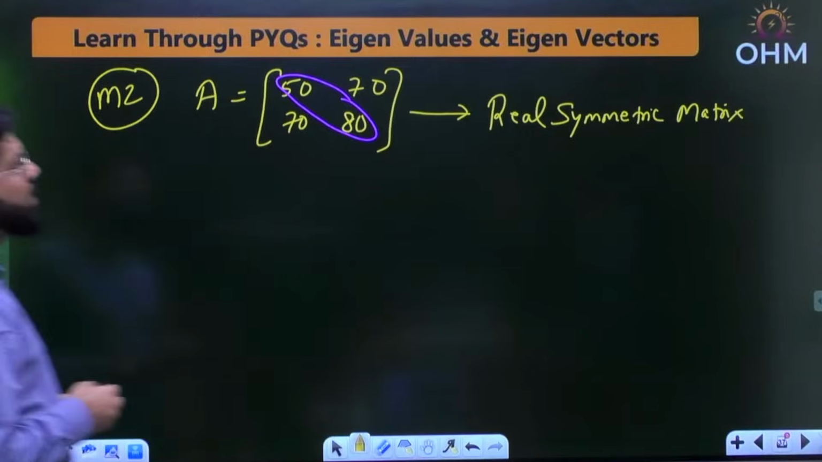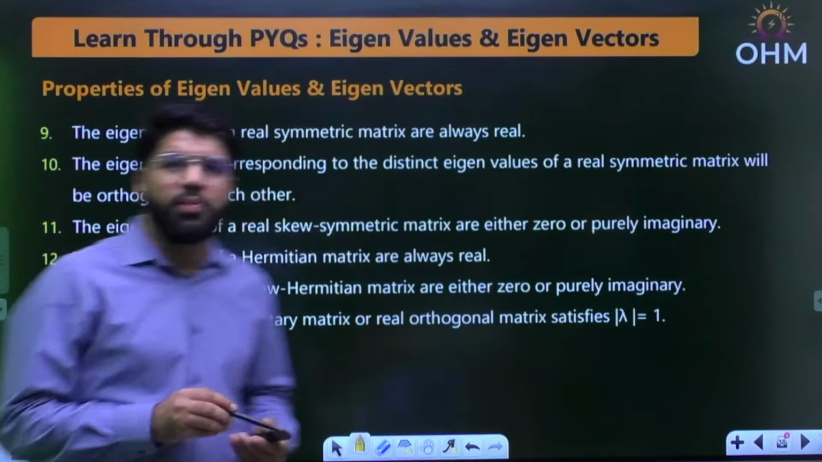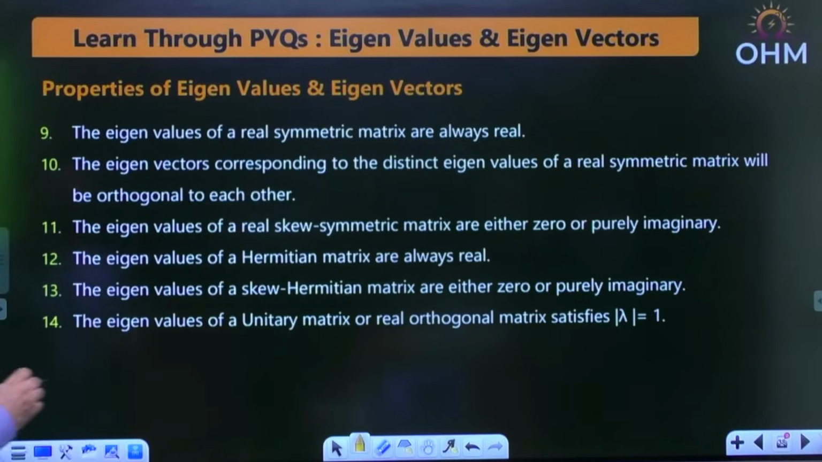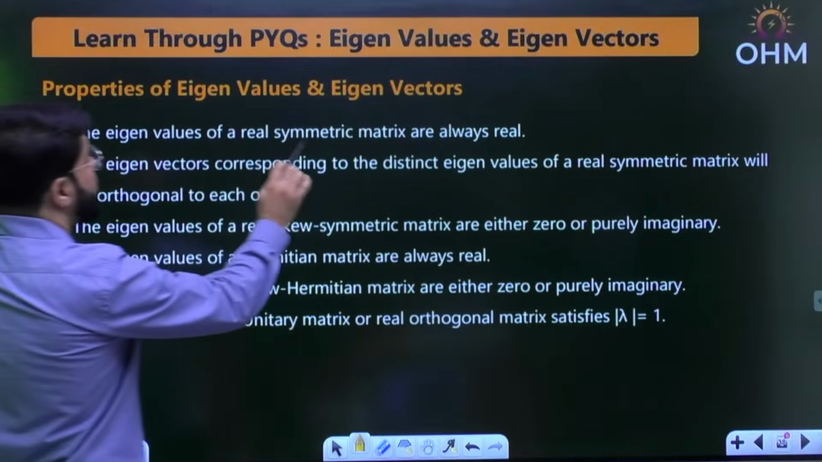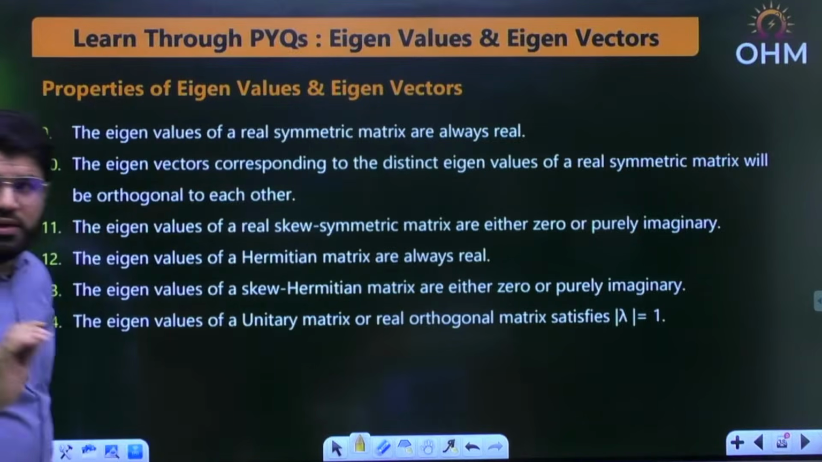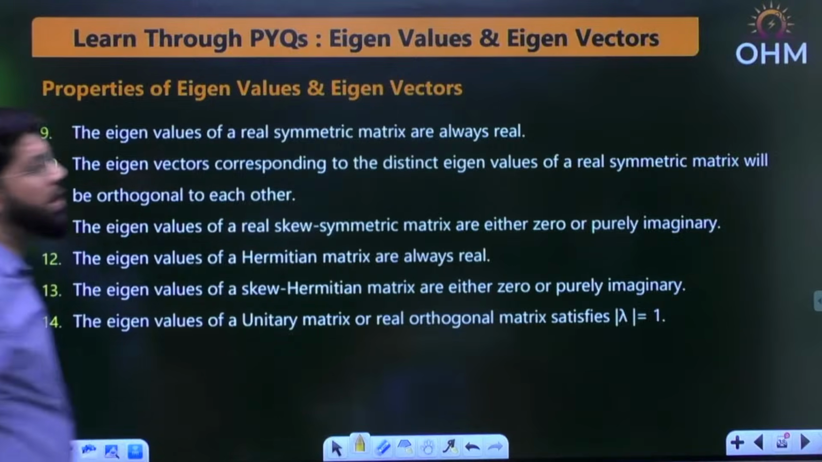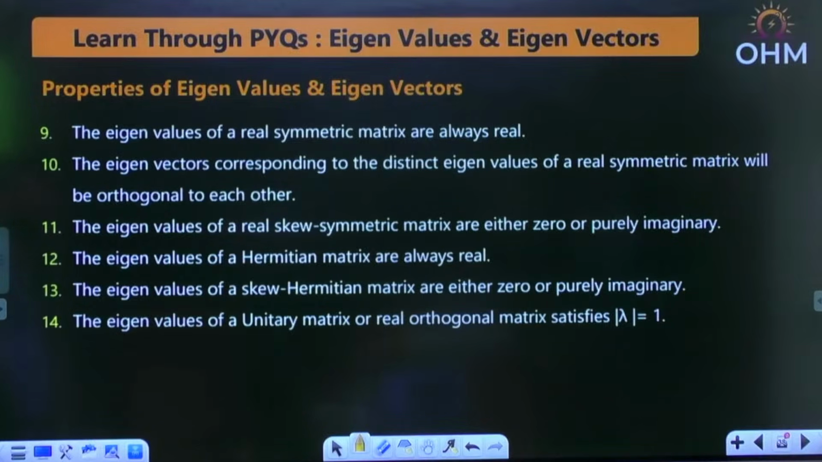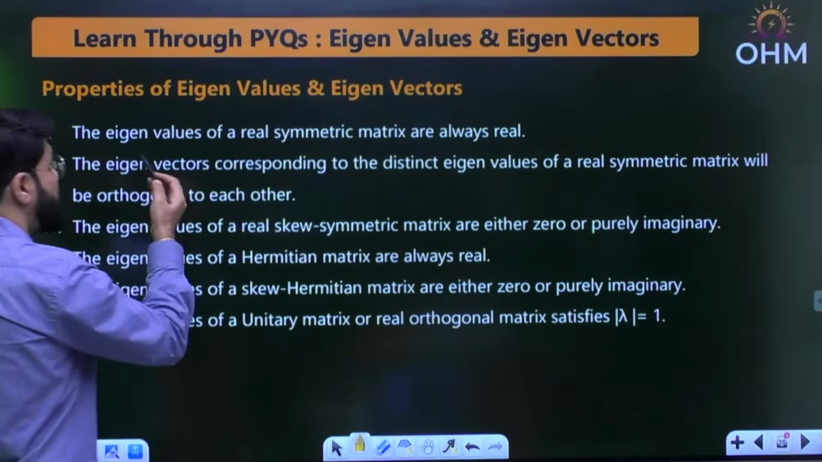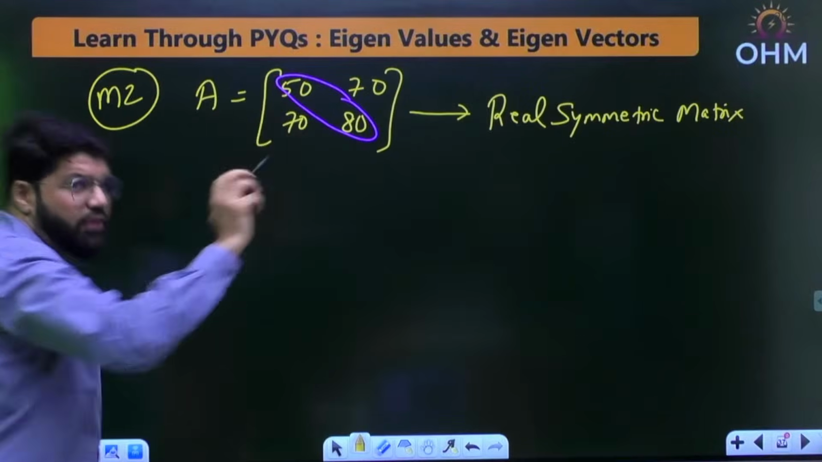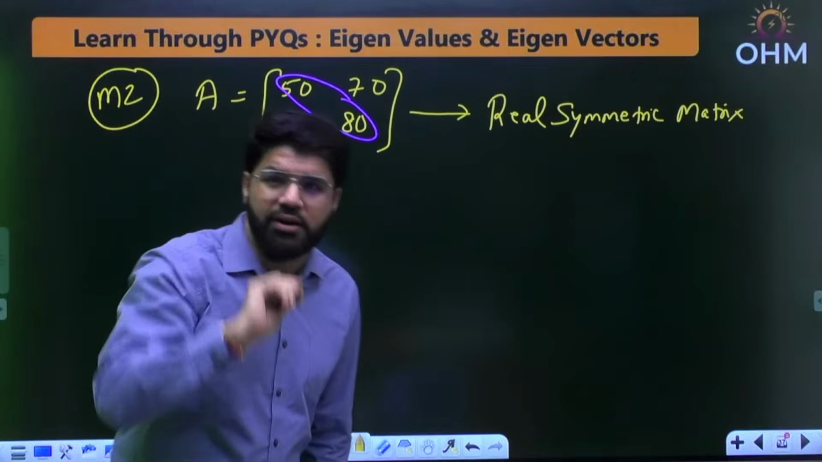Real and symmetric matrix. Now, what is the special property for a real and symmetric matrix? The eigenvalues of a real symmetric matrix are always real. So now, next set of properties: eigenvalues of a real symmetric matrix are always real. The question is not asking for the eigenvalue, but even if you calculate the eigenvalues of it, there will be two eigenvalues, and both will be real, 100%.